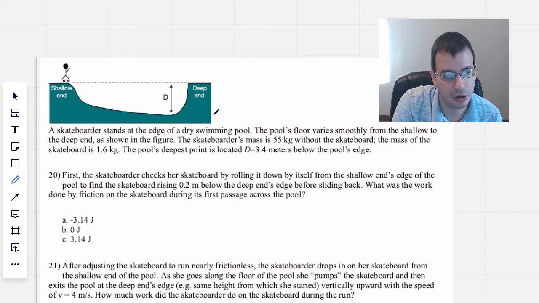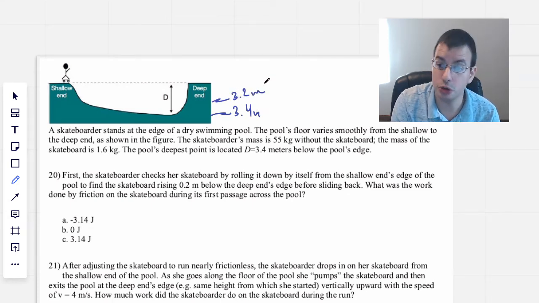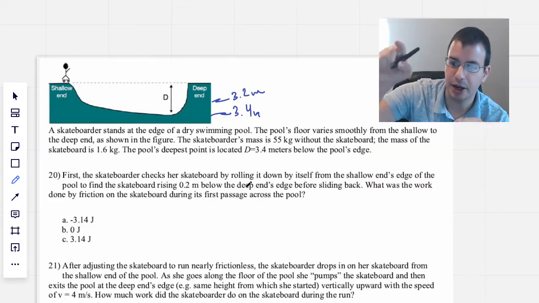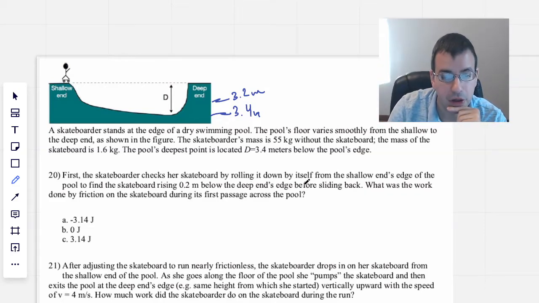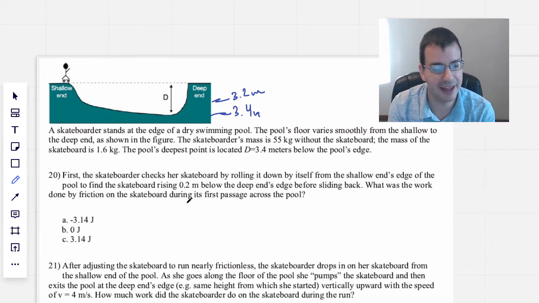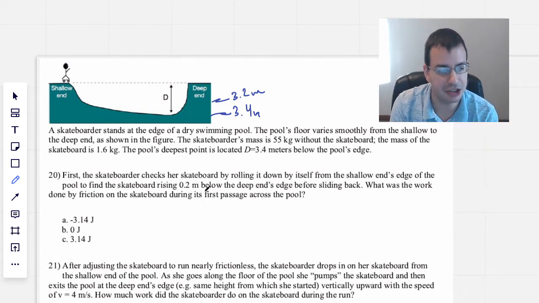Okay, so right here, 3.4 meters, and then the skateboard comes up to 3.2 meters. That's a 0.2, not drawn to scale. So basically, it comes up 0.2 meters before sliding back. What was the work done by friction on the skateboard during its first passage across the pool?